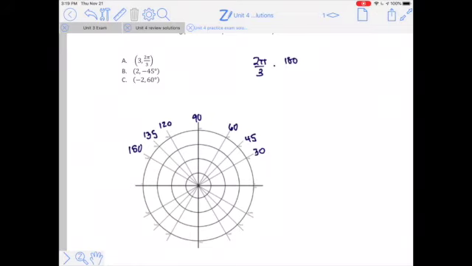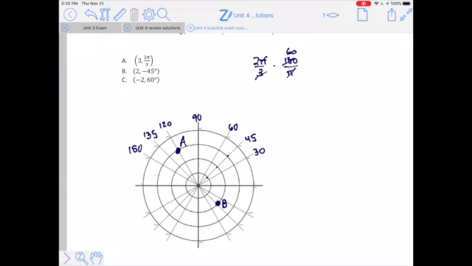If we wanted to multiply that to convert it into degrees, pi cancels, 3 goes into 180 60 times, times 2 is 120. So that would be on the third circle out at 120 degrees. So that'd be point A. Point B is on the second circle out, negative 45 degrees. And then point C is 60 degrees with negative 2.